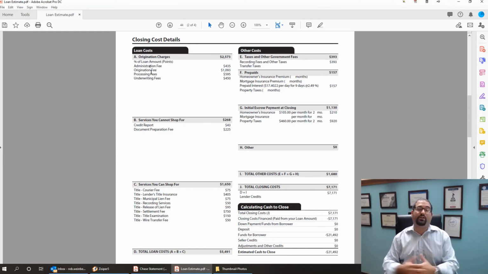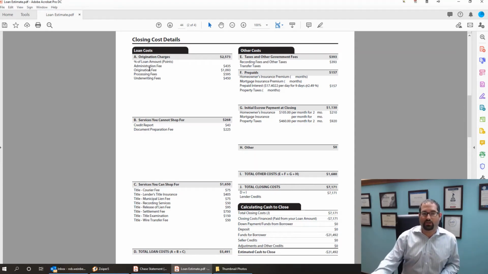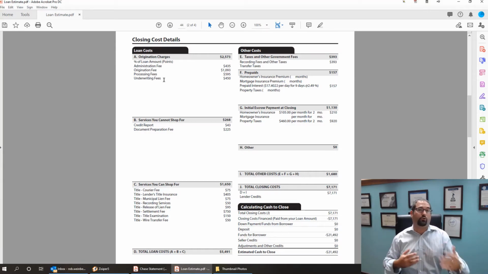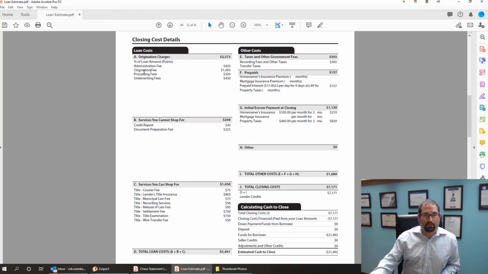Administration fee, that's a fee that will typically go to the actual mortgage lender's back office for them administering the loan process. The origination fee is something that is charged to originate your loan. It's usually going to go towards a commission that the loan officer would get, or depending on how your loan is structured, towards points. Now let's talk about that.